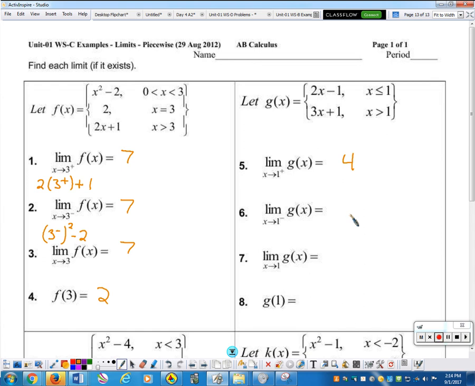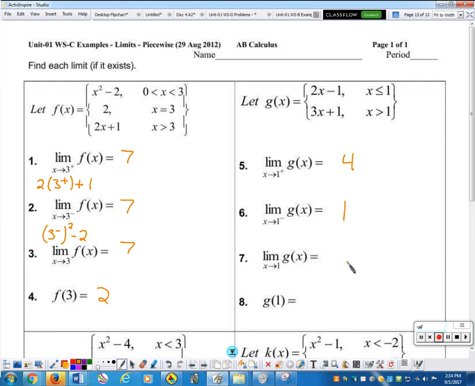Do 6. Come on. Stay with it. A little bit less than 1. Let's go Colton. Colton says 1. How many agree? Hands. Come on. Colton. Good work.